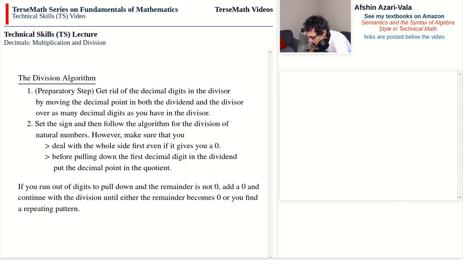Alright, let's begin with step number 1 and focus on that step for a bit. As I mentioned, step number 2 requires that the divisor, which is the number that you divide by, should not have a decimal, should not have any decimal digits. And the job of step number 1 is to get rid of any such decimal digits in the divisor. And so let's see how we can do that.